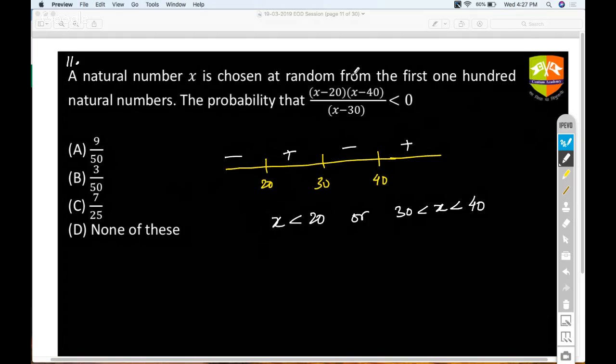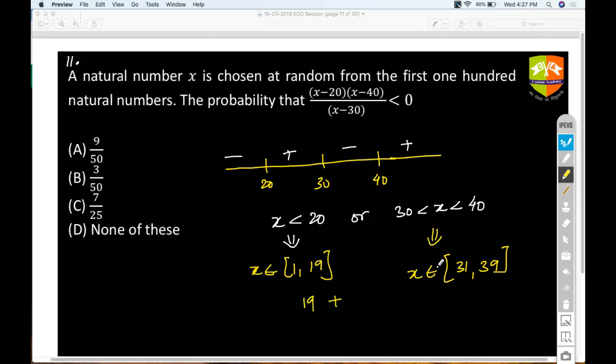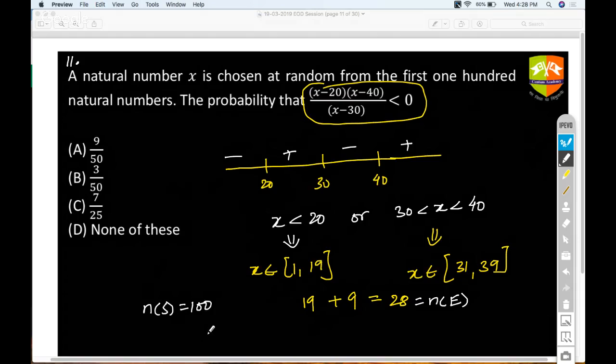So when you say x is less than 20, you can only choose natural numbers from 1 to 19. So x would belong from 1 to 19. Okay. And this means x should belong from 31 to 39. So there are 19 such numbers over here, and 9 such numbers over here. Altogether there are 28 numbers which meet this given inequality, and this becomes your number of favorable events. The sample space is just going to be 100 because you're choosing one number from 100. So the probability of this event is 28 upon 100, which is 7 upon 25. So option C becomes the right option in this case.